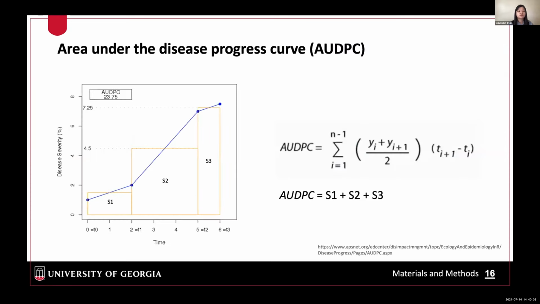A little illustration of the AUDPC. AUDPC means the area under the disease progress curve. We use a formula to calculate the AUDPC, but basically the idea of AUDPC is to estimate the disease progress over time. In this case, we have four evaluations here, and AUDPC sums up the areas under the disease curve as S1, S2, and S3 for the first time periods T1, T2, and T3, etc.